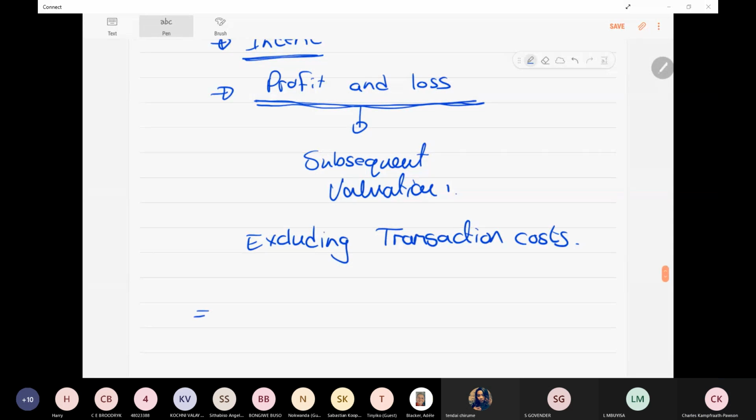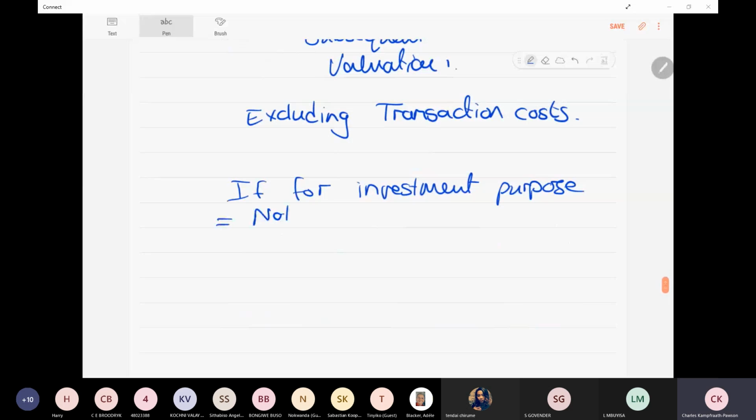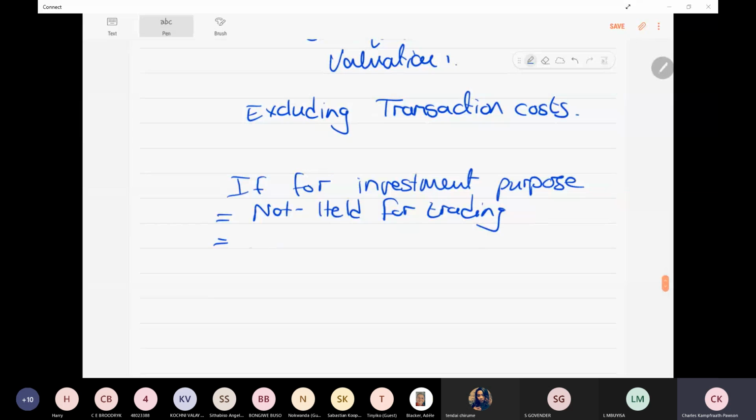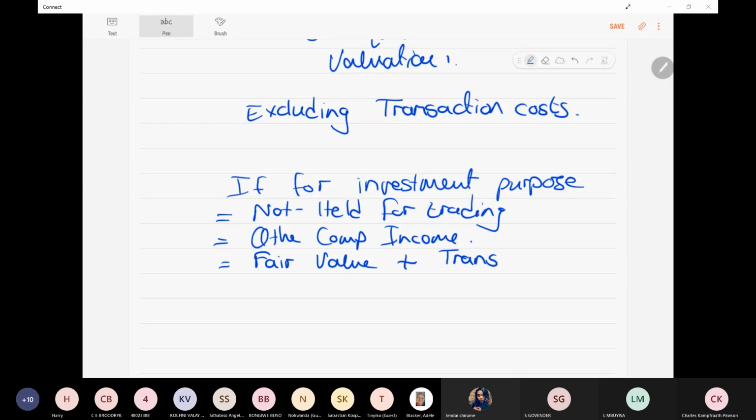If it is held as an investment, so if it's for investment purpose, then we say it is not held for trading, and any adjustments will go through other comprehensive income. In other words, we will recognize equity. And in that case, we will say it is the fair value plus transaction costs, as opposed to the example that we just did.